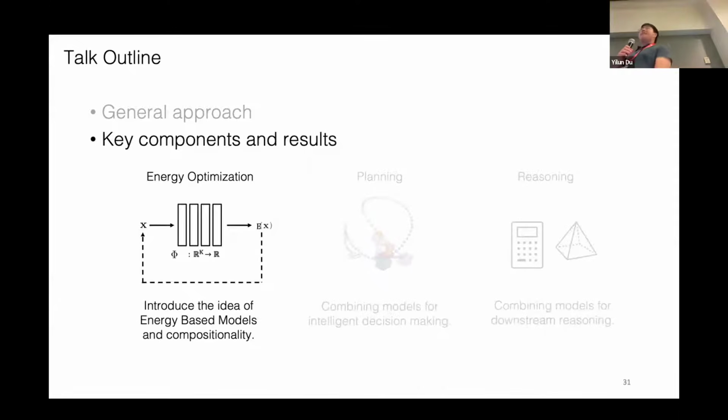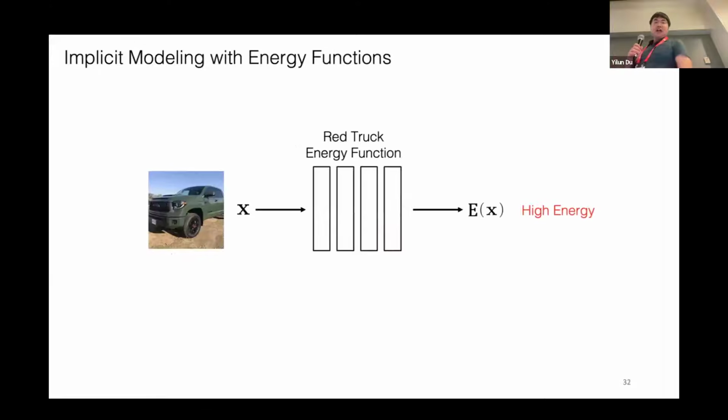So first, let me talk a bit about this idea of energy-based models, building on the example I showed earlier. When we talk about energy-based models, what we want is a neural network such that when I specify a constraint, for instance, I want a red truck energy function, if I give it an image of a green truck, the energy is high. And if I give it an image of a red truck, the energy is low.